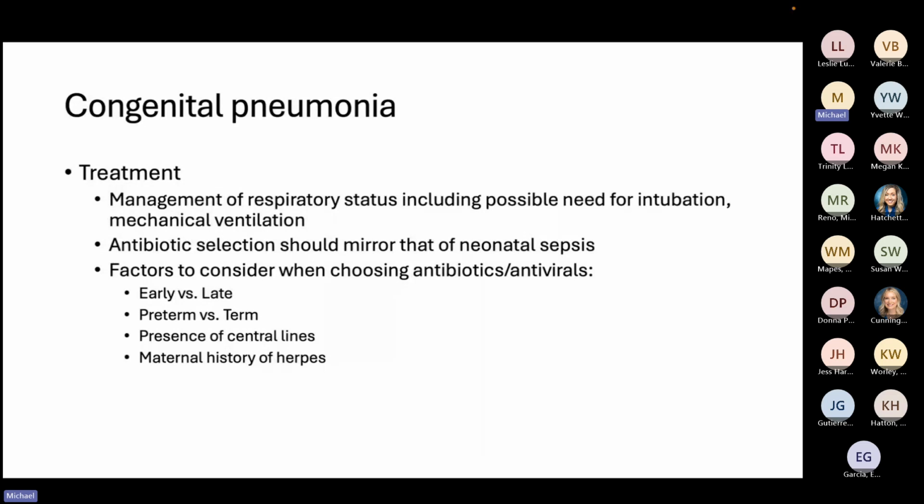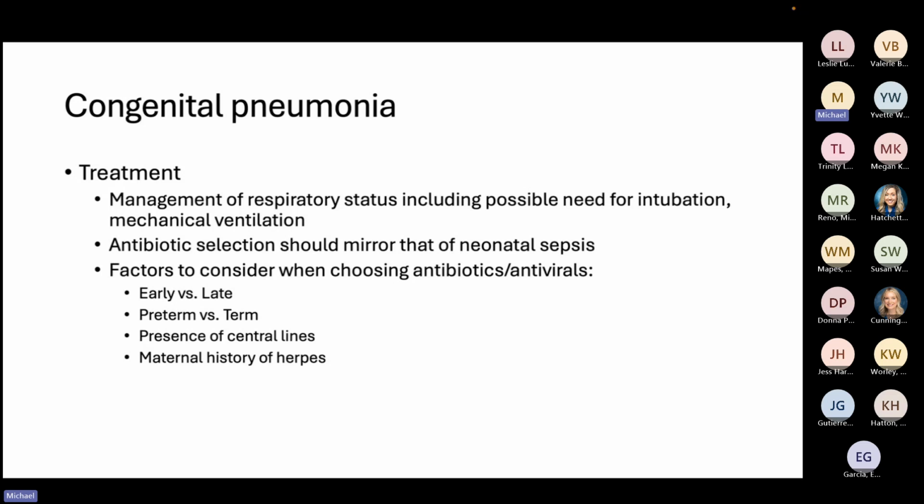And so for the treatment of congenital pneumonia, you manage the respiratory status like you would any other baby, including the possible need for intubation and mechanical ventilation. Antibiotic selection should really mirror that of neonatal sepsis. By that, I mean typically AMP and GENT in the first 7 days, and then a different choice of antibiotics after that, when you transition from thinking about early onset sepsis to late onset sepsis.